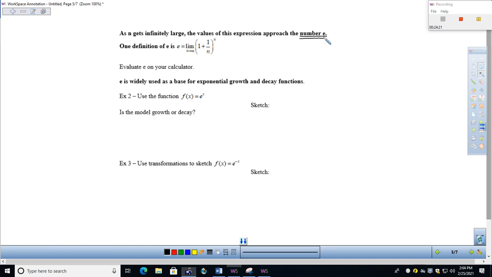And one definition of e, and we haven't gone over this notation, but this lim right here means limit. So you're taking the limit as n approaches infinity. So as n gets infinitely large, those values approach e. And so e is the limit as n approaches infinity of that value of that expression.